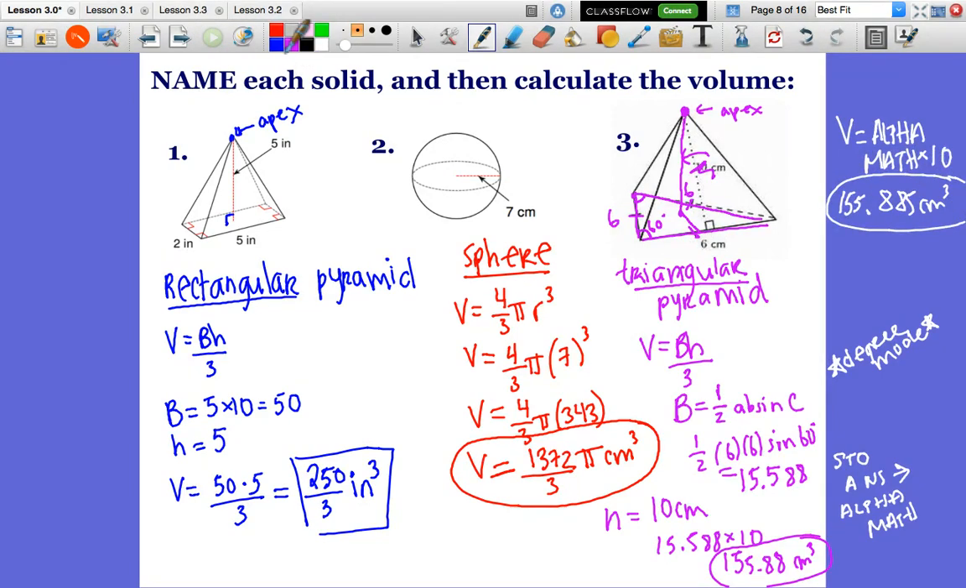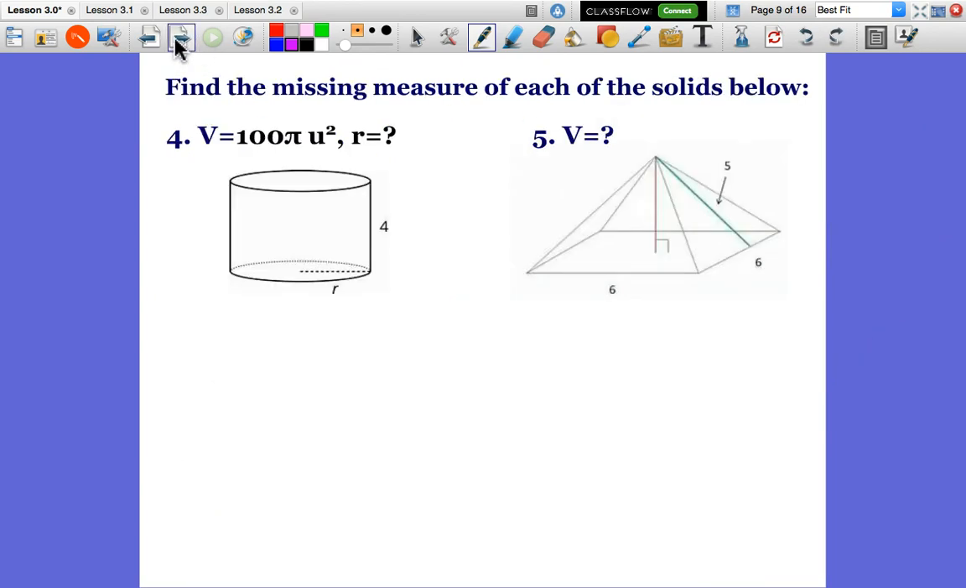So again, ignore the fact that I had that 10 out there. I want that 10 to be the height. It was indicated as the slant height, but that's not what I had intended. Awesome. Okay. So let's do some more practice. Let's keep going.